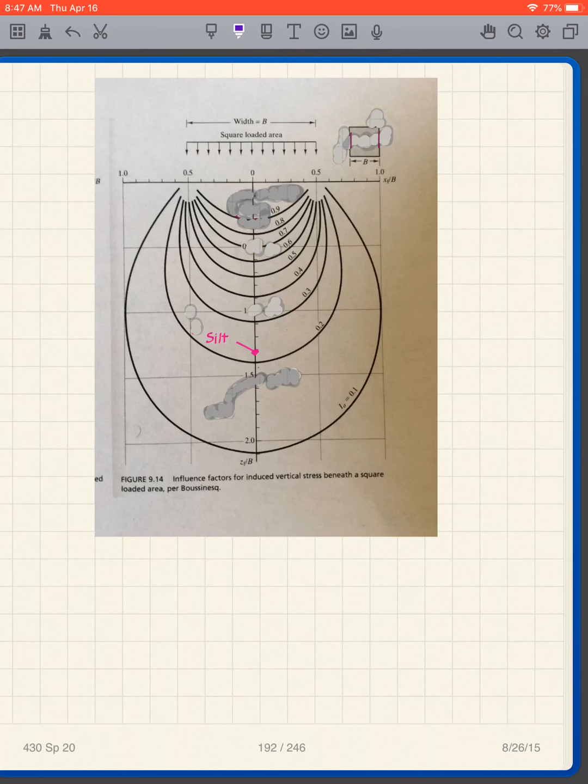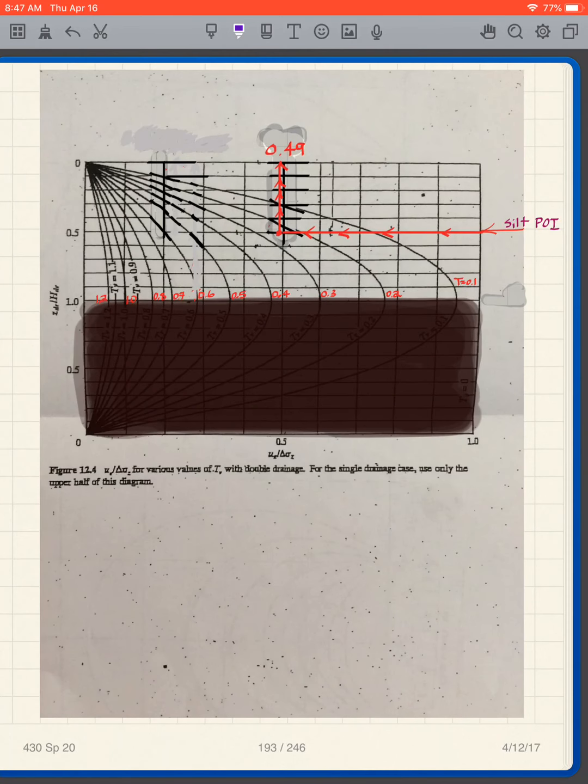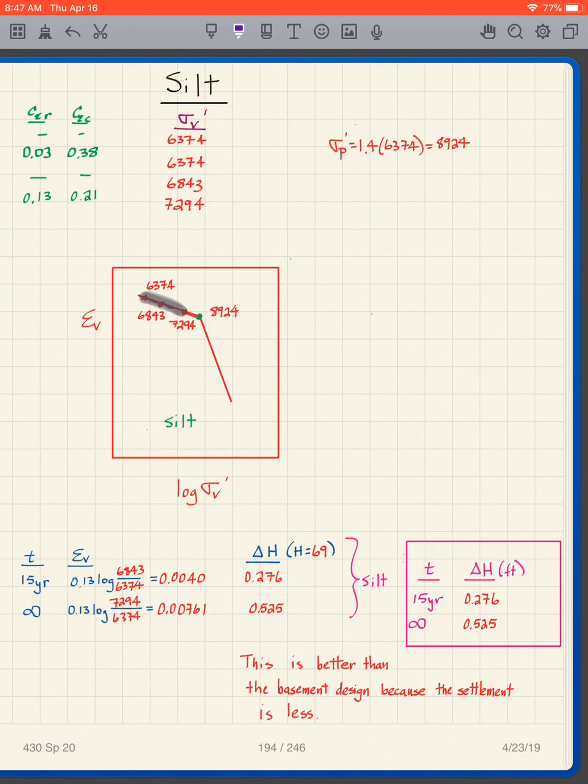These are the pressure bulbs, the pore pressure curves, and the settlement calculation. And notice here are the results, and in this particular case, the piles work better than the basement. The settlement is less. So sometimes the piles can be better, sometimes the basement can be better. You just have to do the numbers.